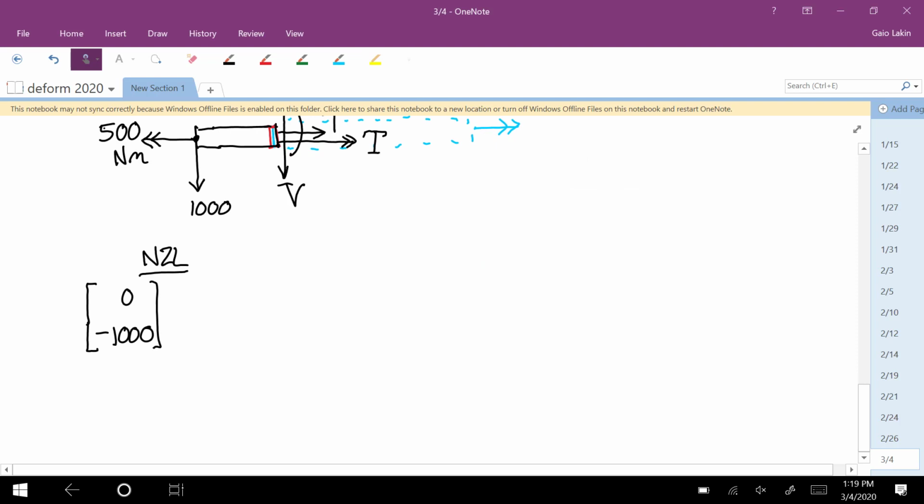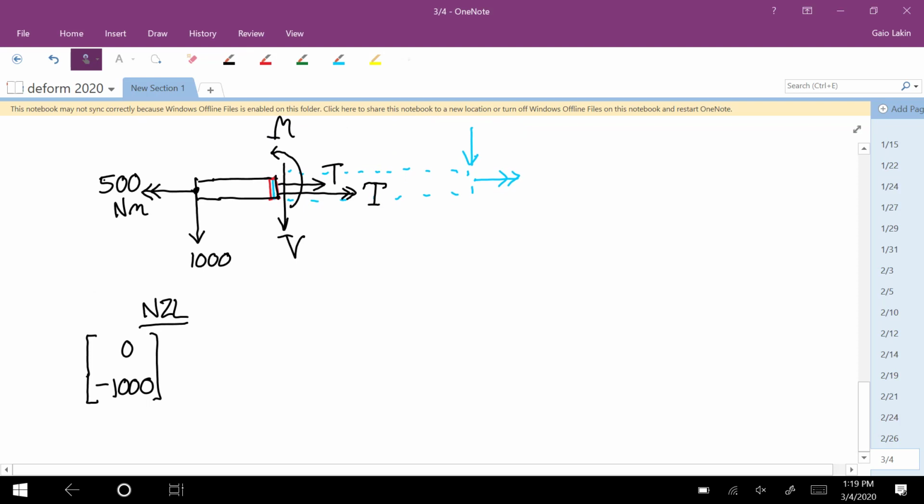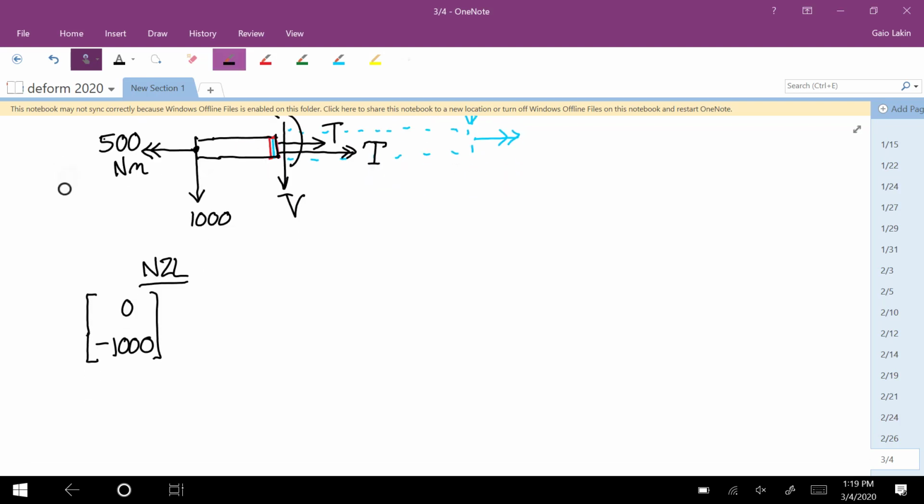Okay, so let's just keep going through these forces. We have the 1,000 going down. We have the tension going to the right, so the positive x direction, so that's T0. The V is in the negative y direction, so now writing this in vector form, that's 0, negative V.